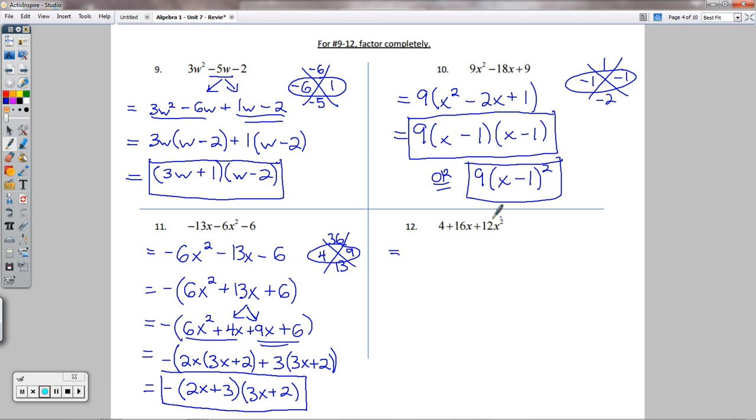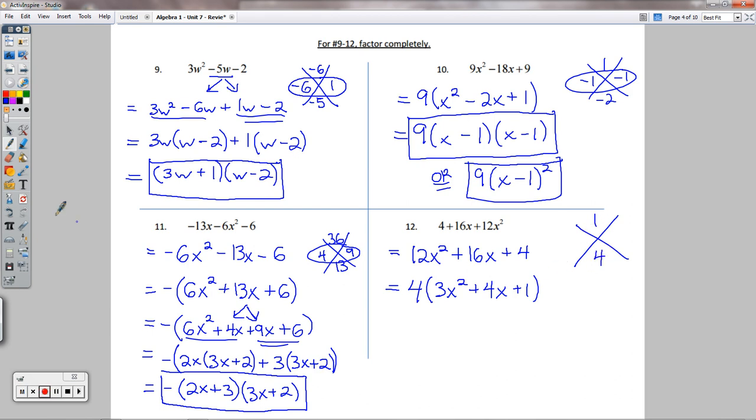Number 12, standard form. We want to write the x squared part first, and then the x part, and then the constant term. From there, look for a GCF. There is one. It's 4. So you take out a 4, you've got 3x squared plus 4x plus 1 left over. From there, work on your factoring.